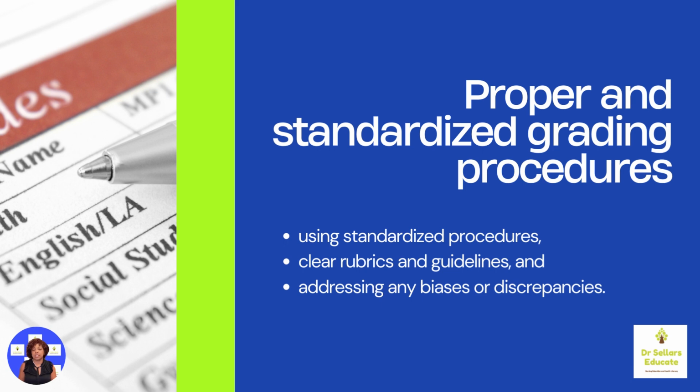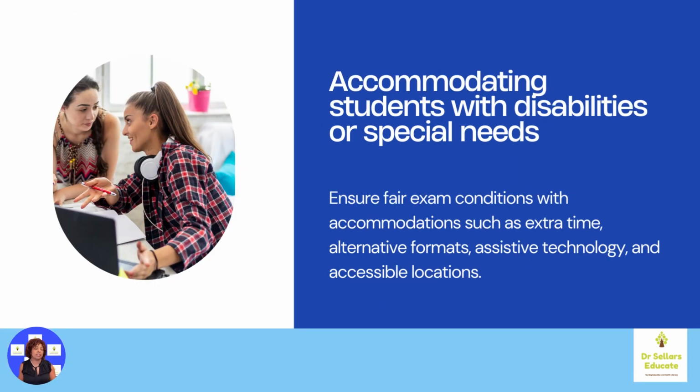Next is to address any biases or discrepancies. The more we're able to remove those, asking a peer to take a look at our questions or the evaluation tool to ensure that we're not being limited in our evaluation helps remove those biases.